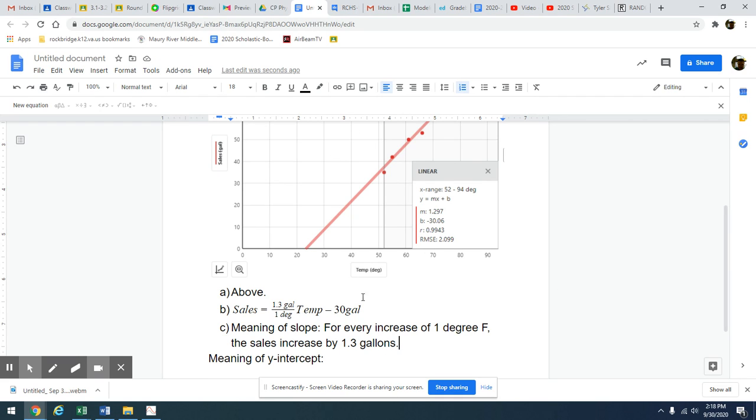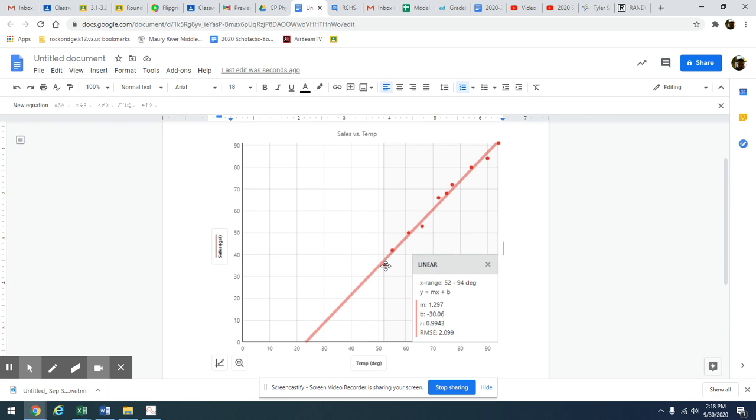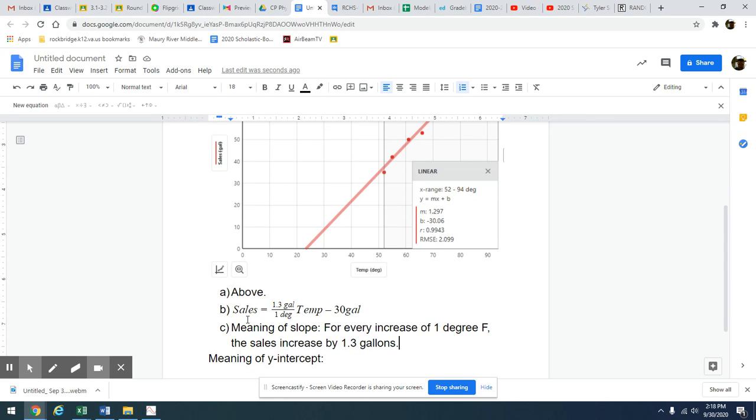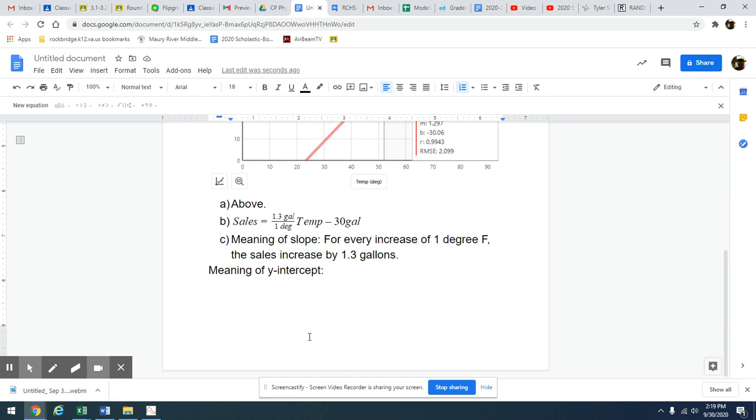Why would this guy care about doing this mathematical modeling? Well, if he knows what the weather's going to be like, he might be able to predict, make a reasonable guess at how much soda he needs to have on hand to sell.